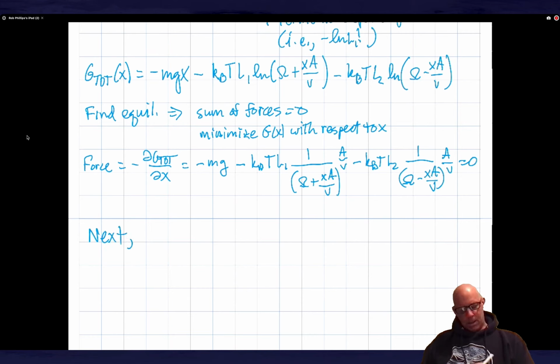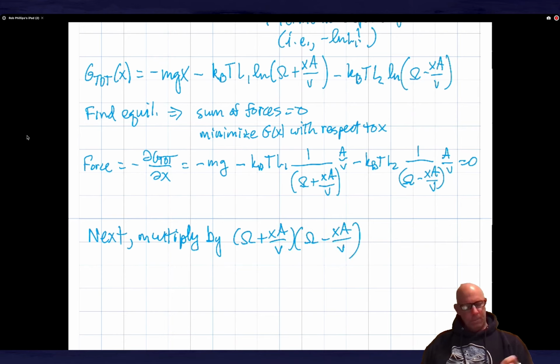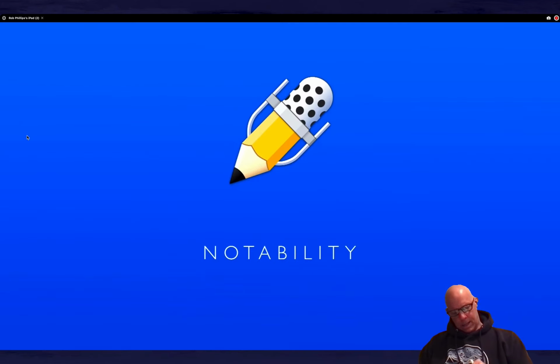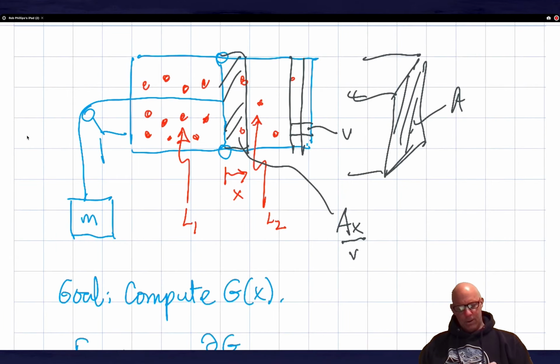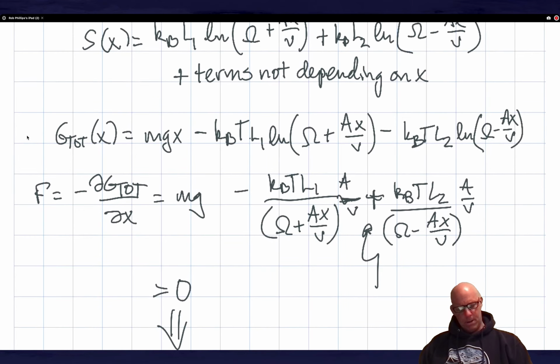Next, we would multiply by omega plus xa over little v times omega minus xa over little v. What we're trying to do is get rid of the denominator in both of those second and third terms, and that will lead us to a quadratic equation. So I think rather than grinding that algebra, let's see.